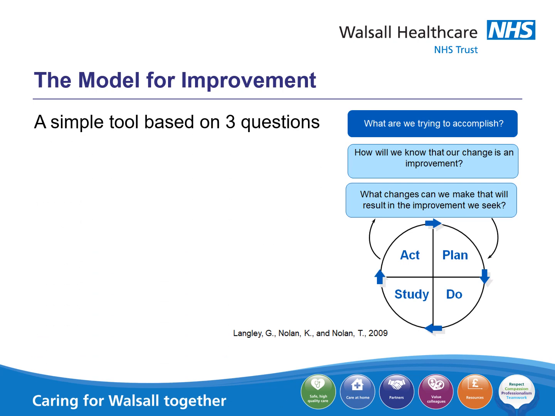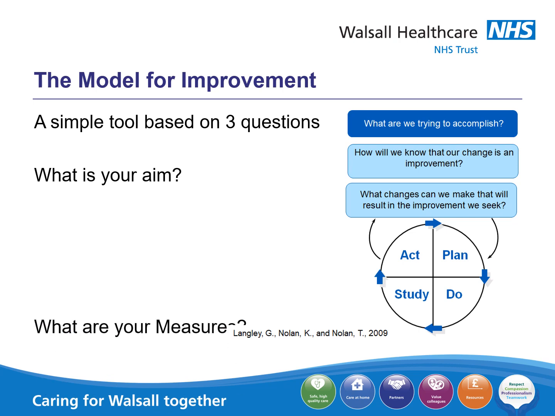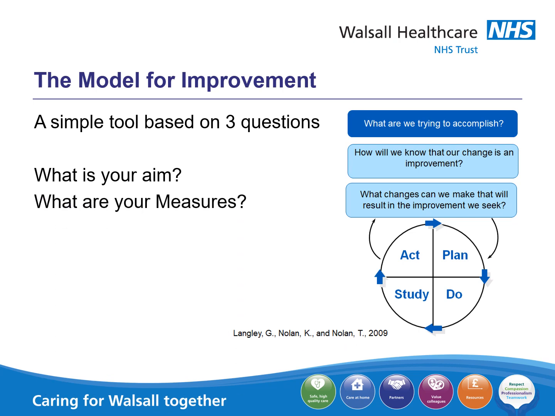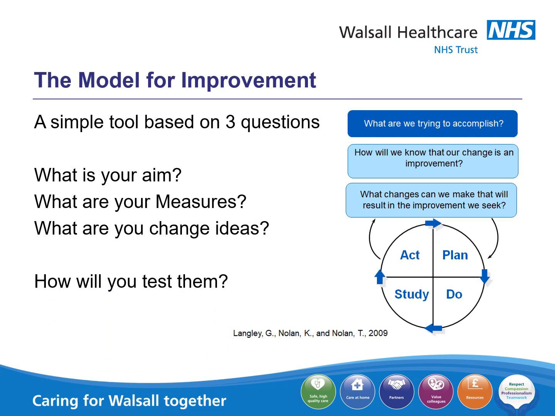So, as I said, it's a simple tool based on 3 questions. The first one: what are we trying to accomplish? Or what is your improvement aim? What is it you are trying to achieve? Secondly, how will you know that your change has actually made an improvement? And this is all around what are the measures that you are going to use for your project. Then we want to think about what changes can we make that will result in the improvement that we seek. So coming up with some change ideas that we are going to test one at a time. And then lastly, that way of testing change is all through the PDSA cycle, or Plan, Do, Study and Act.